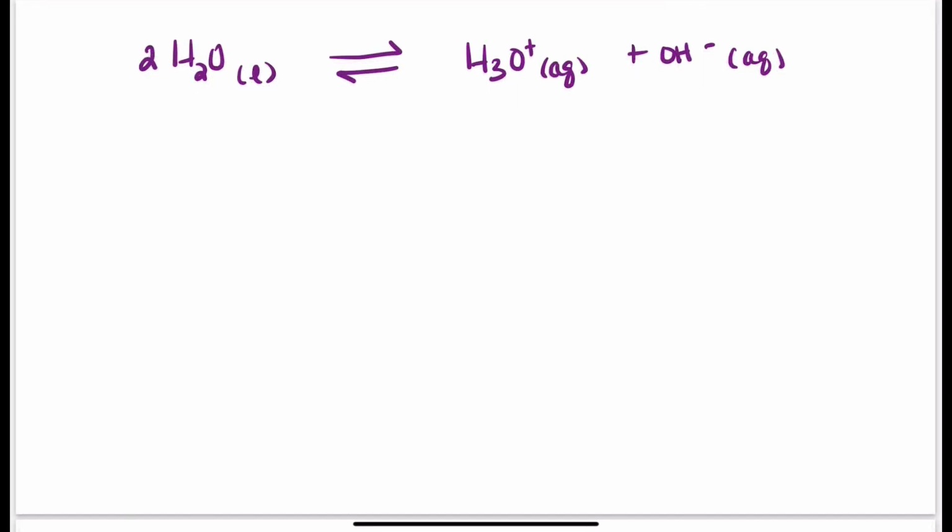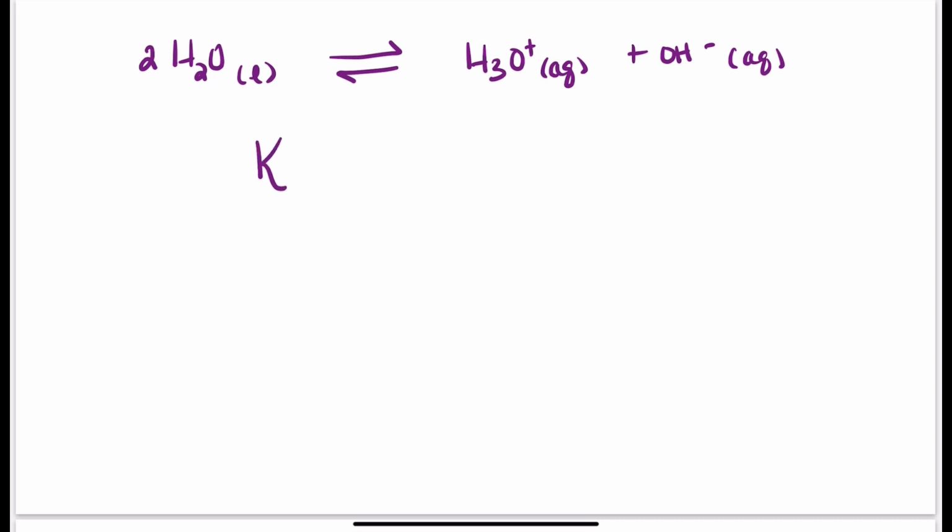Okay, so let's go ahead and look at the K expression. Remember what K is. It's called the law of mass action. K is looking at how much product you have compared to how much reactant you have. So it's looking at the ratio. How far has your reaction progressed?